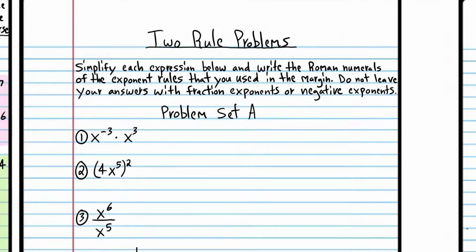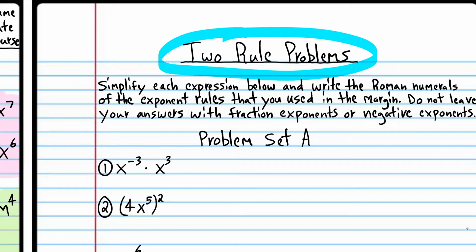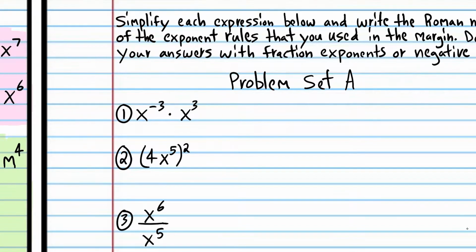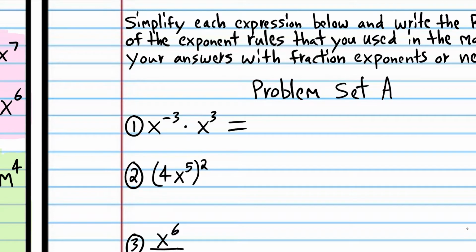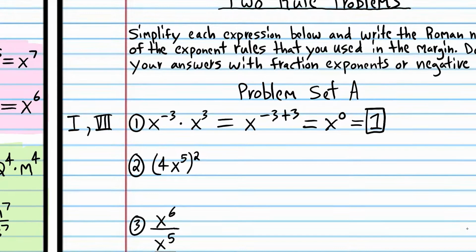Okay, so let's do the first problem here. Notice it says these are two rule problems, because we're going to need to use two rules for each problem. So for this problem, we're going to use rule number 1, and I want you to write the Roman numerals in the margin as we did in the previous class. And rule number 1 tells you that if you're multiplying a power by another power, then you just add the exponents. So we get negative 3 plus 3, which is 0. Then we're going to use rule number 7, which tells us that anything raised to the 0 power is just 1. So do you see how we use two rules in one problem?